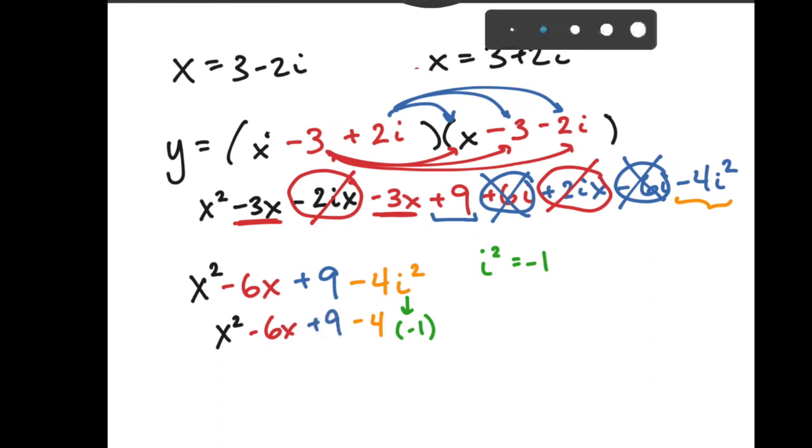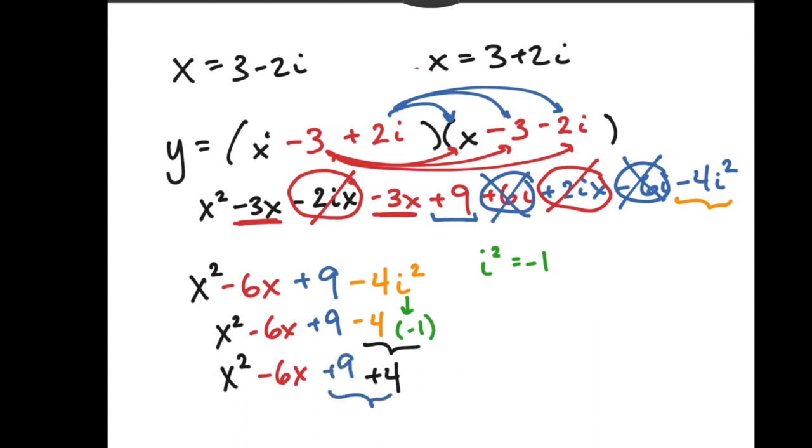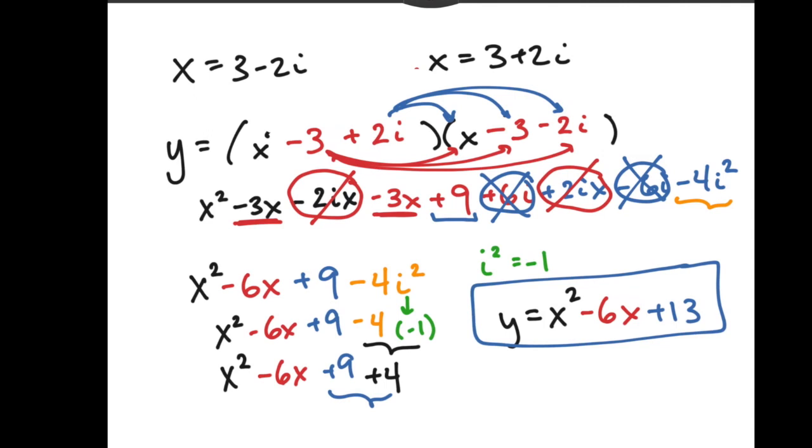And I'm going to multiply this negative 4 and negative 1. That's going to become positive 4. I have the x squared. Going to bring down the negative 6x. Bring down the positive 9. And I can combine those two to be positive 13. So I get x squared minus 6x plus 13. And that is going to be our equation. So again, even though it looks a little messy, things will cancel out and you get a quadratic equation. Let's try another one.